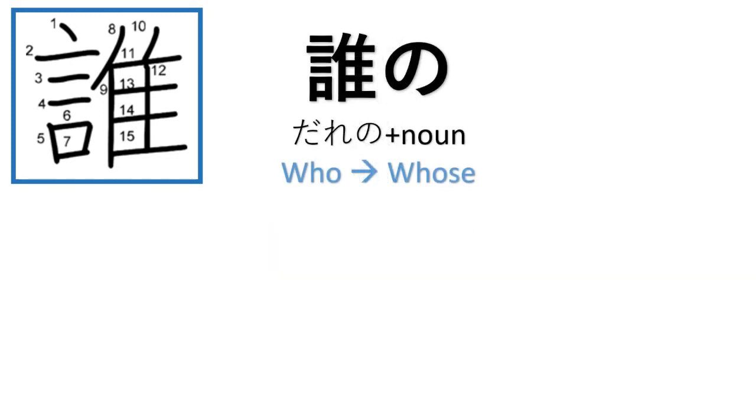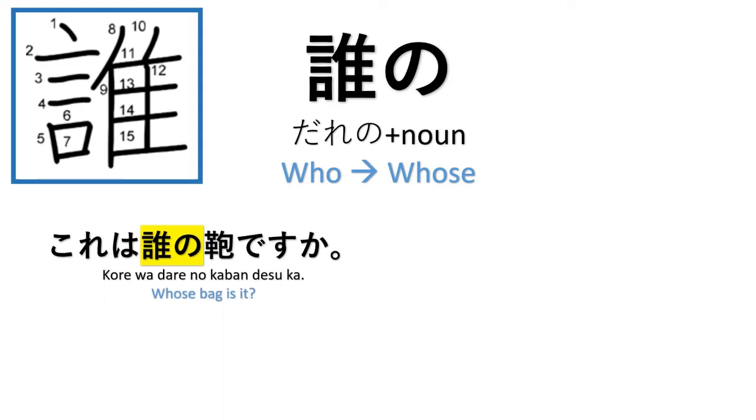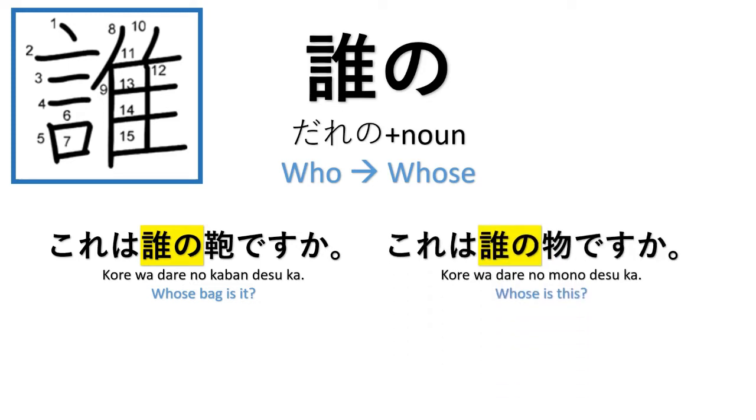Another is dare no. Dare plus no plus noun becomes whose. Okay? Possessive. For example, kore wa dare no kaban desu ka? Whose bag is it? So whose bag is dare no kaban. Another one. Kore wa dare no mono desu ka? Whose is this? Dare no mono. Whose thing is this?